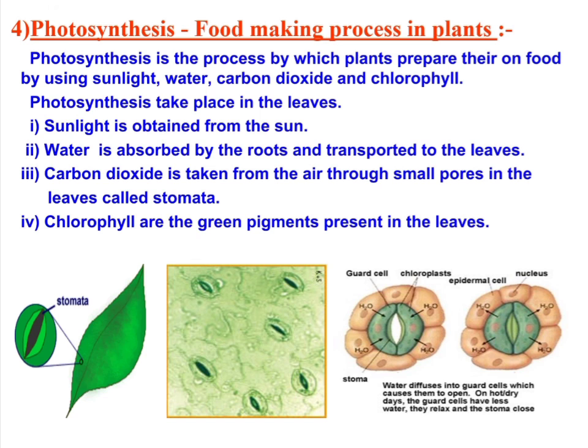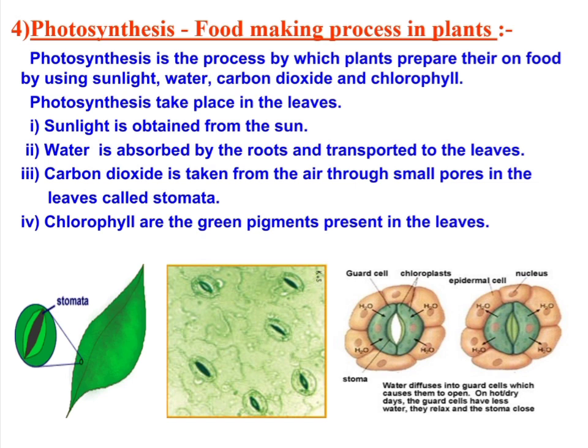Photosynthesis is a food making process in plants. Photosynthesis is the process by which plants prepare their own food by using sunlight, water, carbon dioxide, and chlorophyll. Photosynthesis takes place in the leaves. Sunlight is obtained from the sun, water is absorbed by the roots and transported to the leaves. Carbon dioxide is taken from the air through the small pores in the leaves called stomata. Chlorophyll is the green pigment present in the leaves.